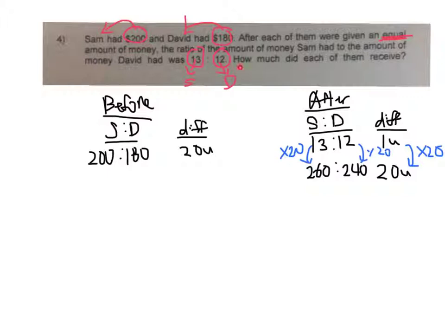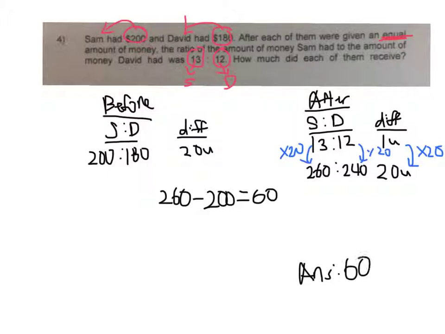As you can see, I have already gotten the answer. The question asks, how much did each of them receive? Very easy. I can look at Sam or I can look at David, and both should give me the same number, so that I can check and see whether I got it right. So I just use Sam. So Sam, 260 minus away 200, and that will give me 60. So the answer should be 60.